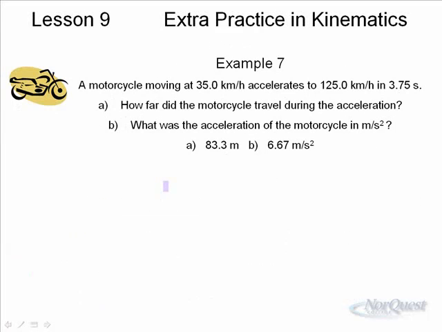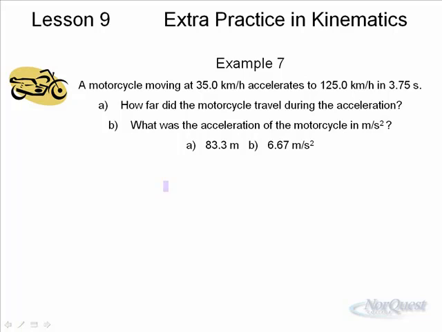So, last two examples. Example number 7: a motorcycle moving at 35 kilometers an hour accelerates to 125 kilometers per hour in 3.75 seconds. How far did it travel, and what's the acceleration in meters per second squared? So you know the initial velocity, the final velocity, and the time of travel, so you know three variables, and they're asking you to solve for the fourth. In A, you're solving for D. In B, the fourth is A.